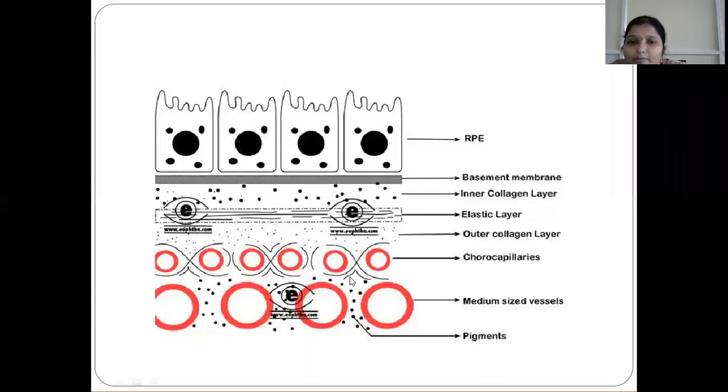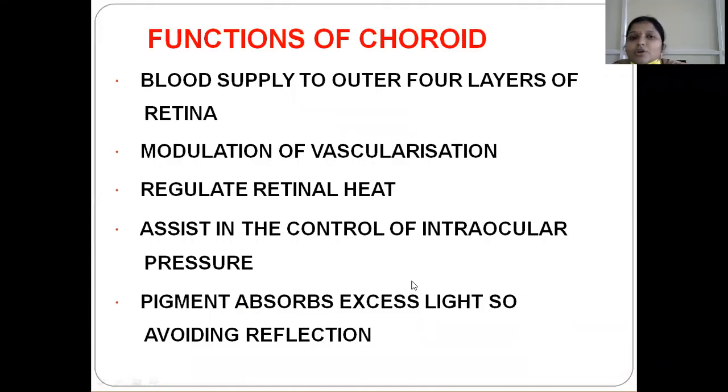So these are choriocapillaries and medium-sized vessels. So what are the functions of choroid? The main function of the choroid is, it is a vascular structure. So the main function of choroid will be to supply nourishment to layers of the retina. So outer 4 layers of the retina derive blood supply from the choroid, and it regulates retinal heat, and because of the excess pigment present in the choroid, it absorbs the excess light so that total internal reflection will not occur, and it also assists in the control of intraocular pressure.